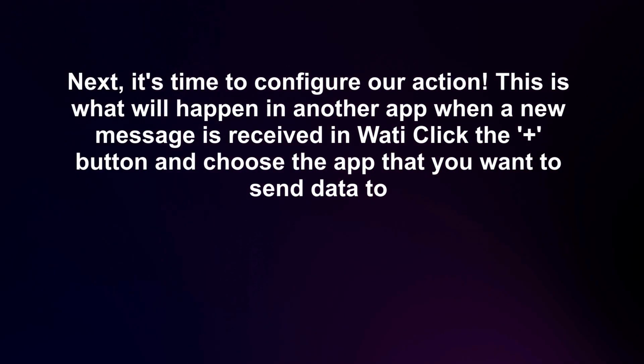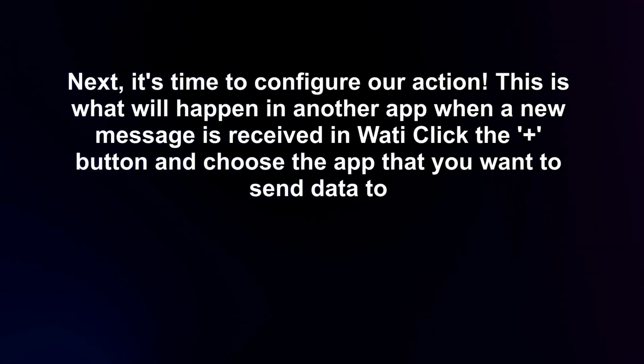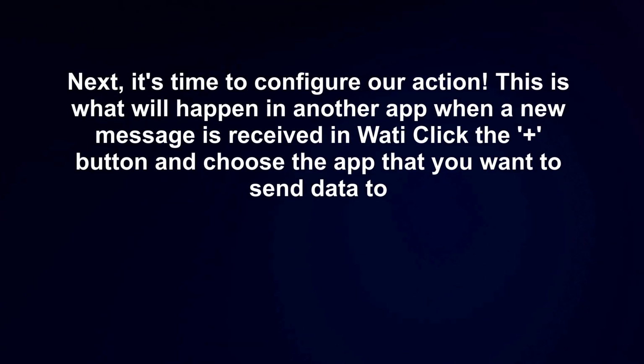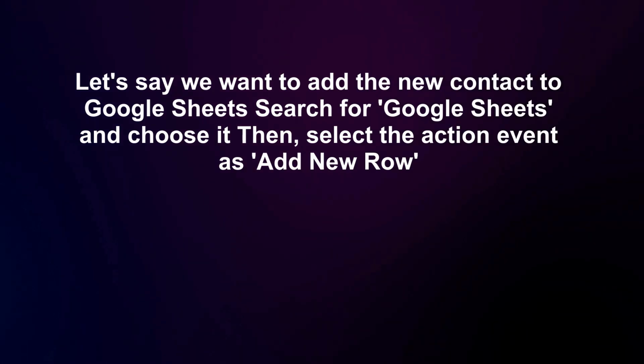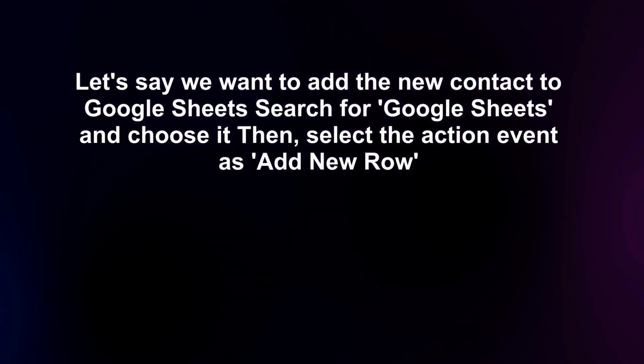Next, it's time to configure our action. This is what will happen in another app when a new message is received in Wati. Click the plus button and choose the app that you want to send data to. Let's say we want to add the new contact to Google Sheets. Search for Google Sheets and choose it, then select the action event as Add New Row.